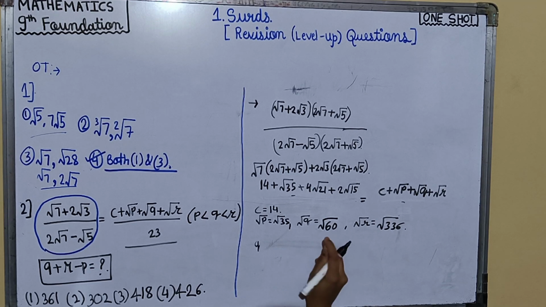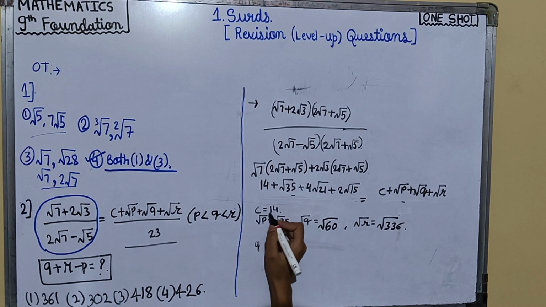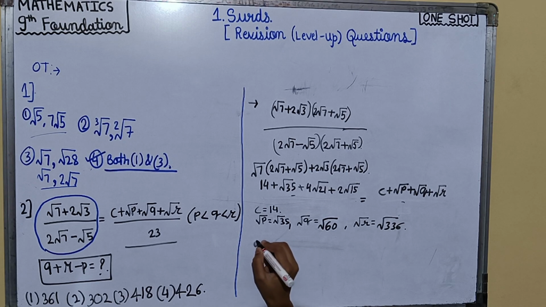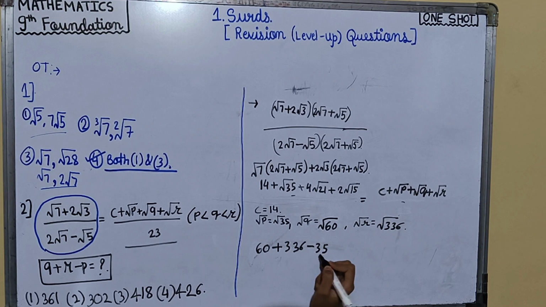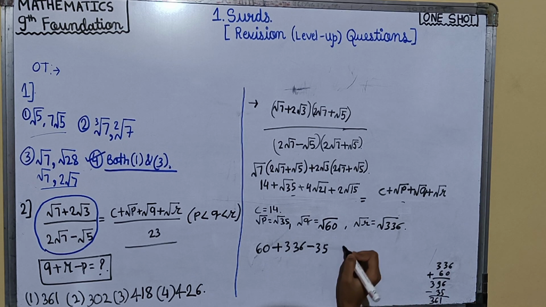Q would be 60. Now this root will get cancelled, because at both sides there is root. Q would be 60, means at the place of Q we'll write 60, plus R would be 336 minus 35. 336 plus 60 will get 396, minus 35 will get 361. Now we've got the answer 361, and the correct option is option number 1, 361.